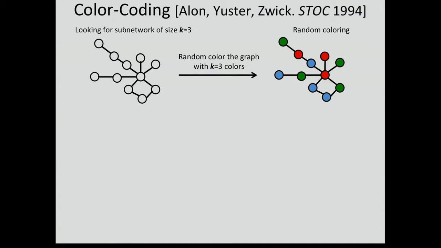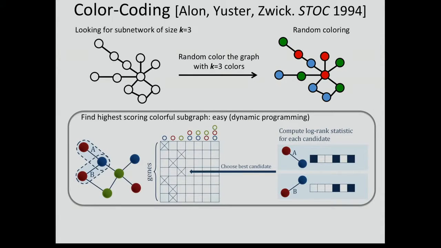What I do is I randomly color the graph with k colors. So in particular, I assign to each vertex in this graph a random color chosen among 3. And why is this a good idea? Because once I have a given coloring, finding the highest scoring colorful subgraph is easy. A colorful subgraph is a subgraph that contains all k different colors, and it is connected. So for example, this subgraph up here is a colorful subgraph with 3 genes.